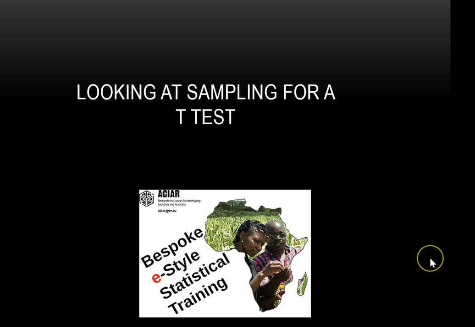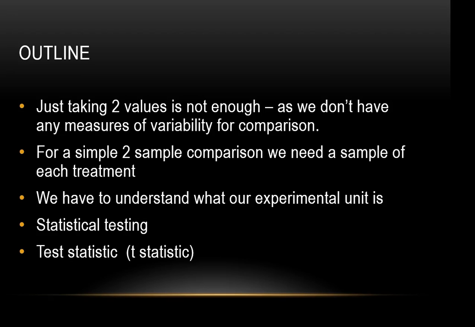In this short screencast, we'll be looking at sampling, in particular for doing a t-test. When we are doing comparison of two things, it's not enough to take just two values. We don't have enough measures of variability for the comparison. For a simple two-sample comparison, we need a sample of each treatment, or a number of plots for each treatment. We have to understand what our experimental unit is in the experiment.